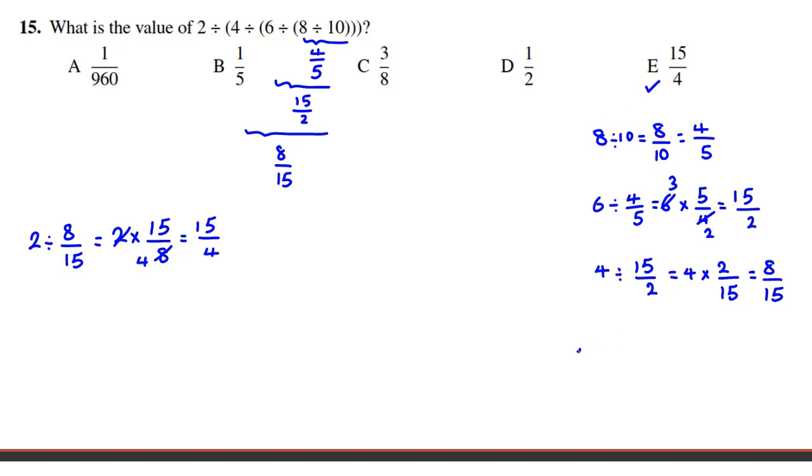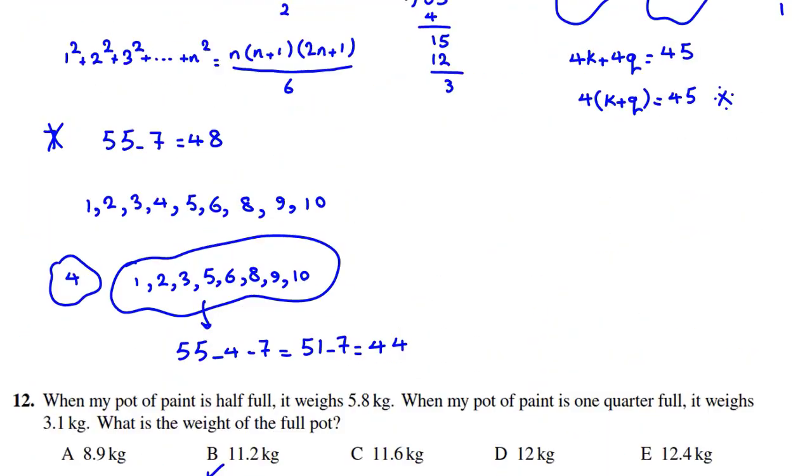The only thing you should know is, if you have A over B divided by C over D, you should write that as A over B times D over C, the reciprocal of the second fraction, and you can cancel here. It was problem 15.